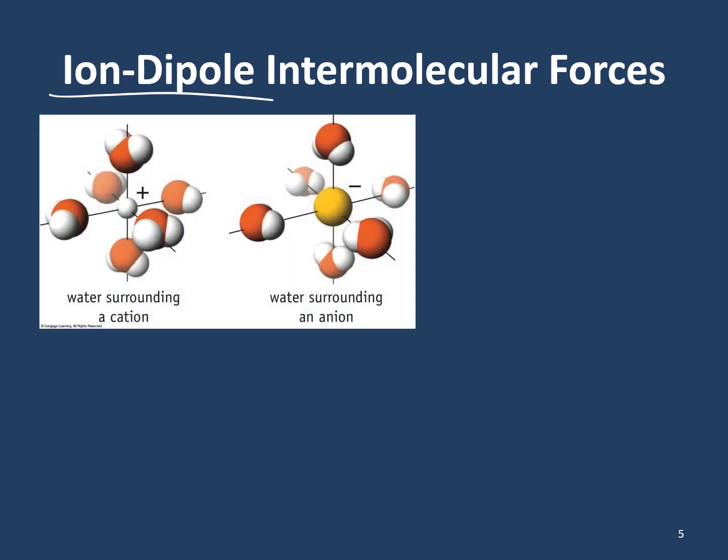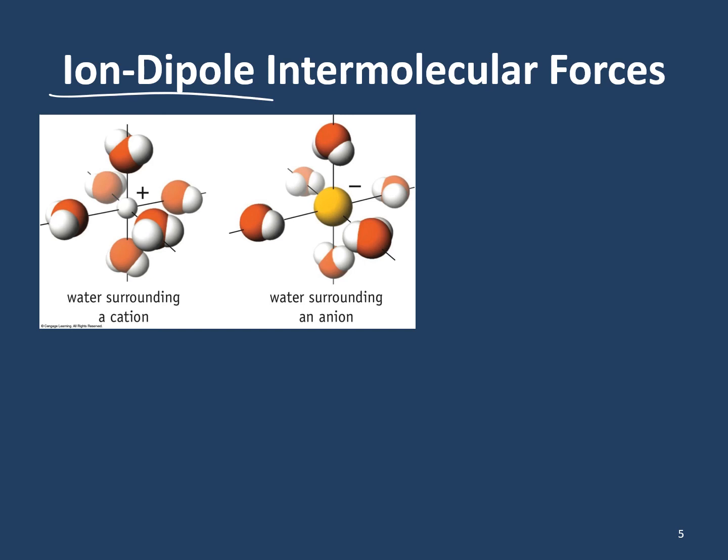So let's talk about the very last type of intermolecular force that we're going to discuss, which is ion dipole. This one's very specialized because it only happens when we have a polar molecule with an ion in a mixture. So it only can happen with a mixture. The most common occurrence is when we dissolve an ionic compound in water, because water is a polar molecule.